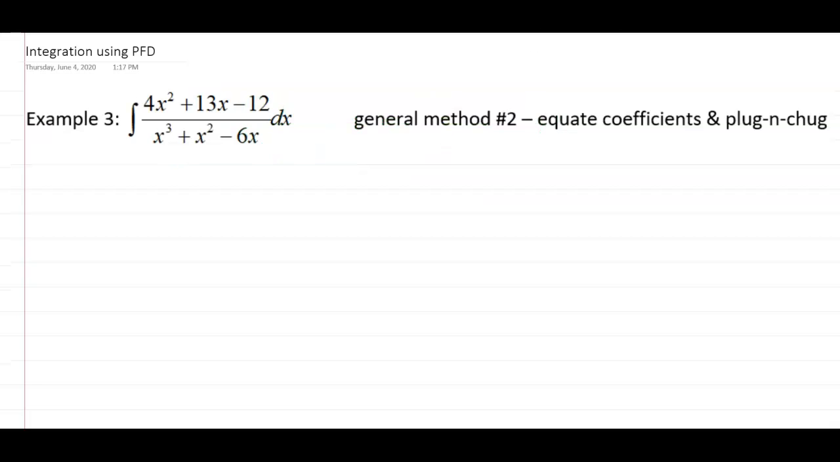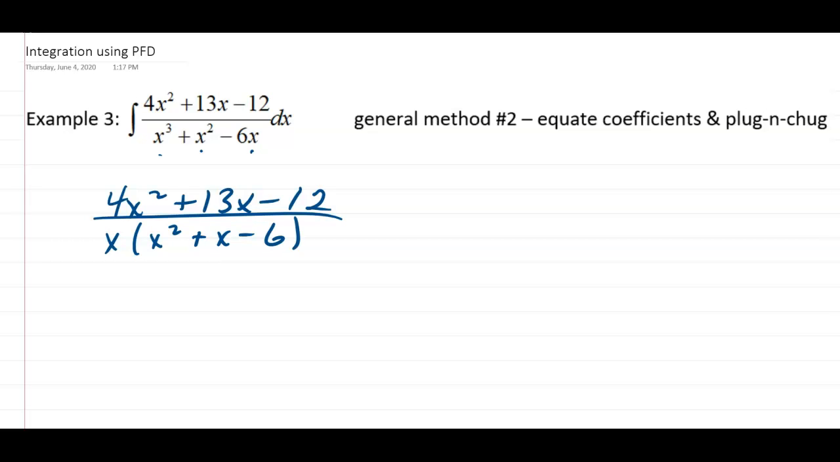This next method, we're going to need one more little step along with what we've been doing already with PFD. And again, we do have a quadratic over a cubic, so the degree of the numerator and the degree of the denominator have the right relationship to carry out this method. So again, we want to rewrite our rational function, 4x squared plus 13x minus 12. Let's just start the factoring right now. We can see that there's an x in each of these. That's our GCF. So we have x times (x squared plus x minus 6).